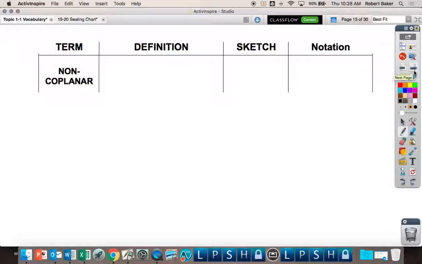What do you think non-coplanar is? Non-coplanar would be not on the same plane. So I got J, W, A, B, and G. Are J, W, A, B, and G coplanar points? Absolutely no. There's 4 on the front of the box, there's 1 on the back of the box. It's an absolute hard no, they are not on the same plane. So, non-coplanar.